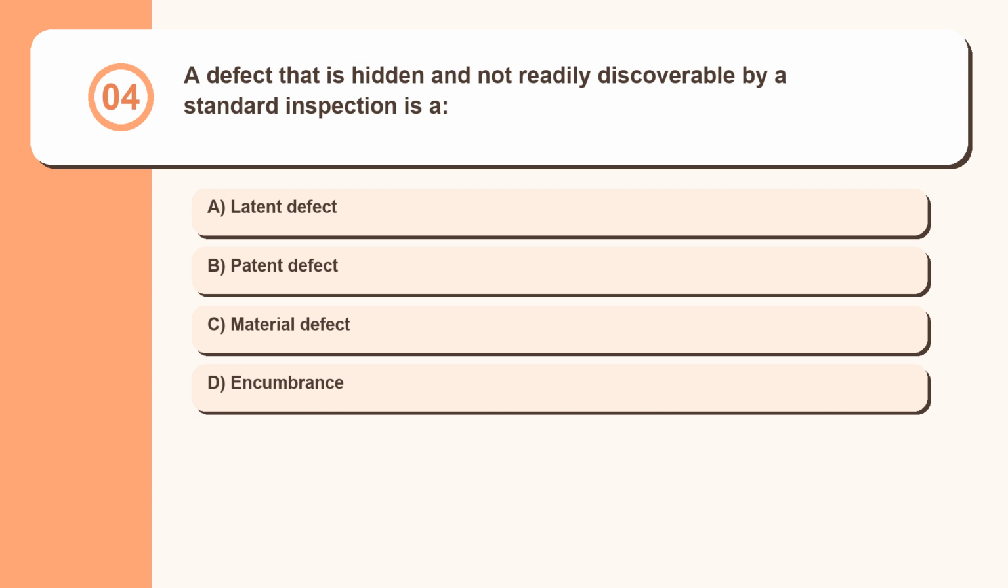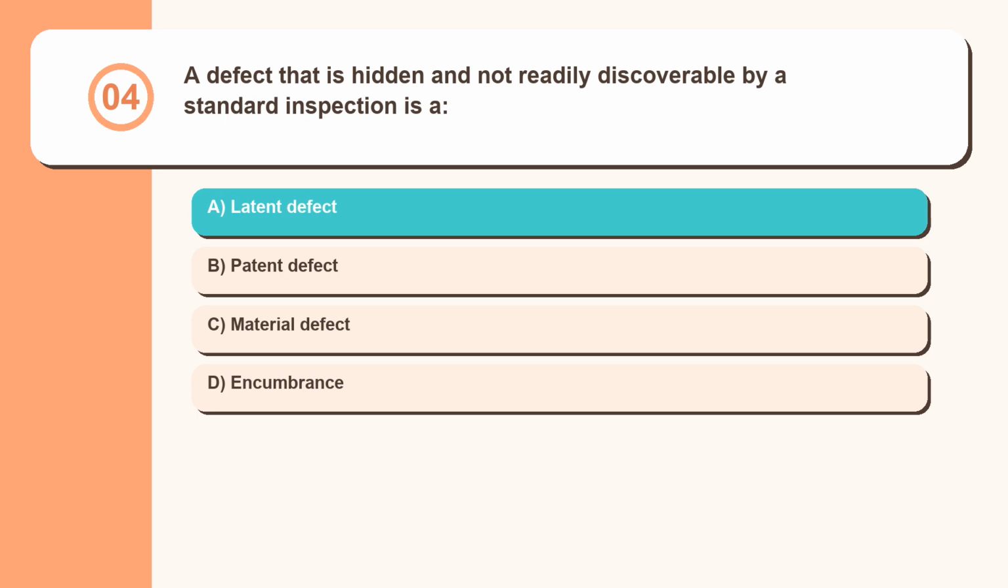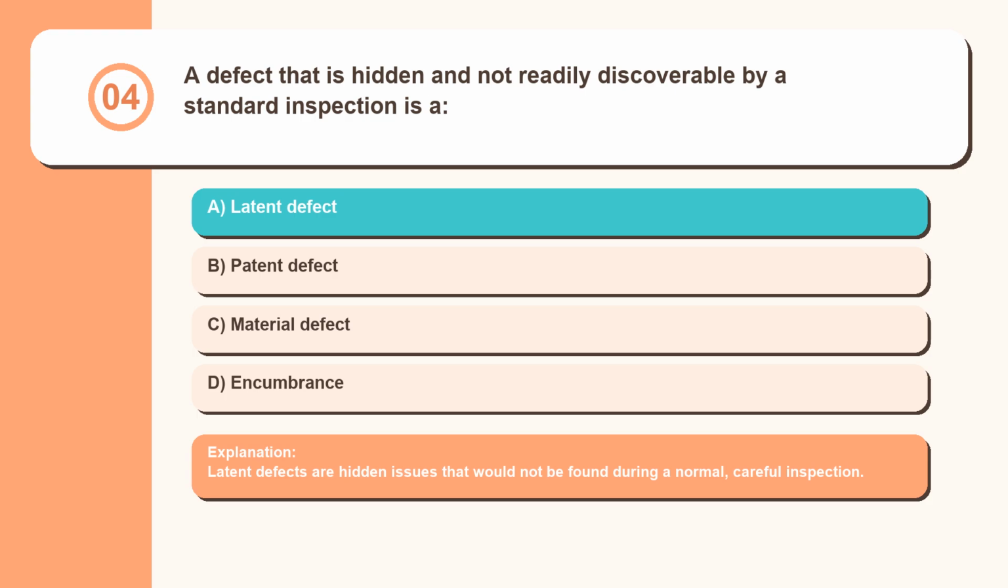Question 4. A defect that is hidden and not readily discoverable by a standard inspection is a latent defect, patent defect, material defect, encumbrance. Latent defects are hidden issues that would not be found during a normal, careful inspection.